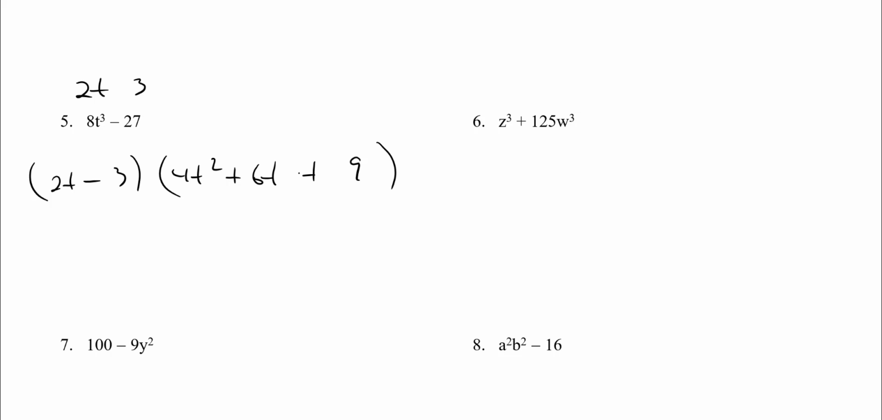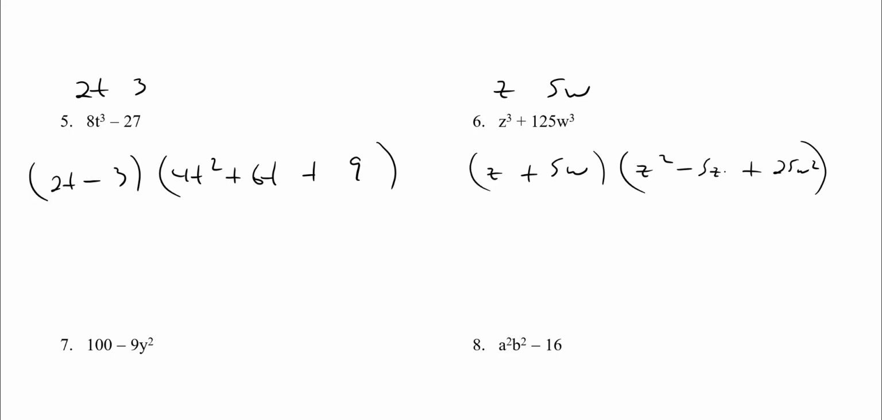Okay? And another one, so the cube root of z cubed is z, and this is 5 and then w. All right, so same sign, opposite sign, always positive. So z and 5w. Z squared, the last term is 25w squared, and the product of the 2 is 5zw.